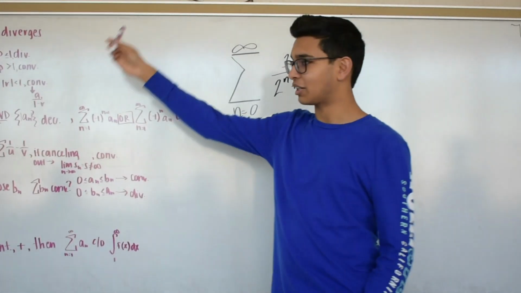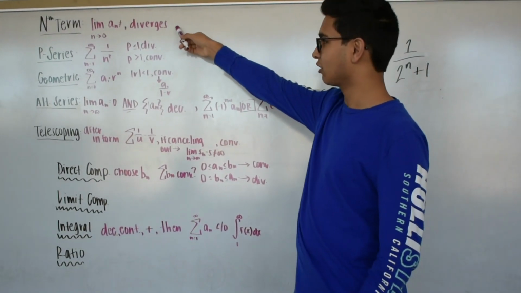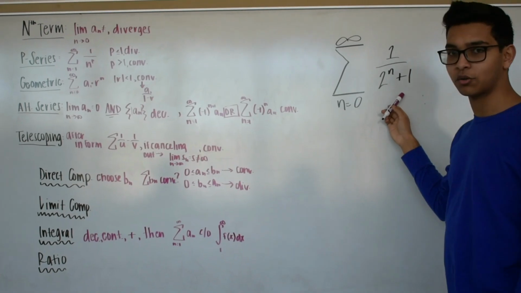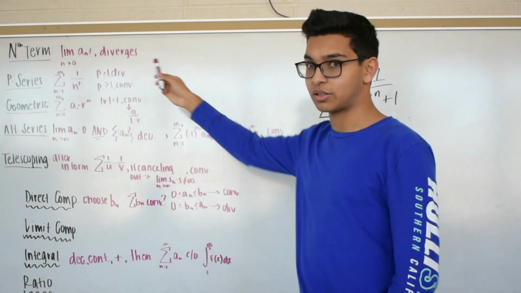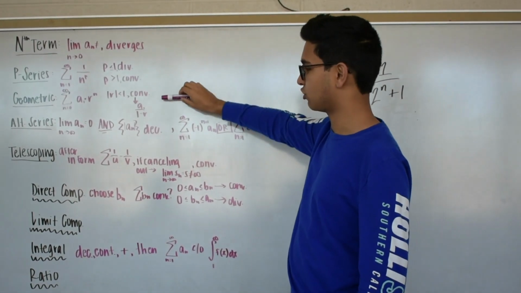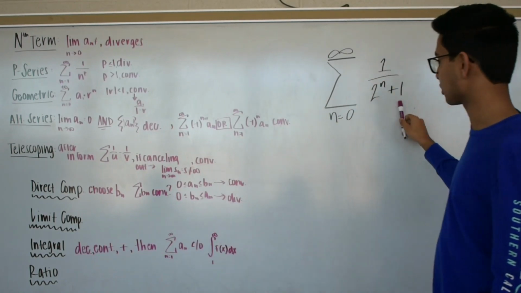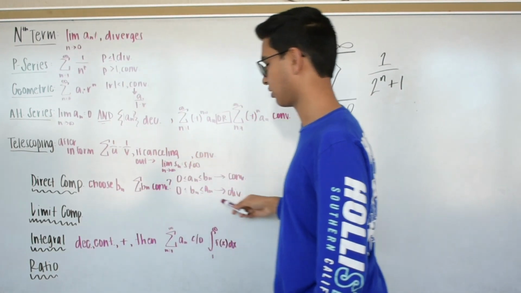If we look at this ever-growing list of tests, we can see that with the nth term test, as n goes to infinity, the limit of this series will go to 0. So it's inconclusive, and it doesn't fit the form for p series and geometric series because you have this plus 1. But then we can go down here to use the direct comparison test.